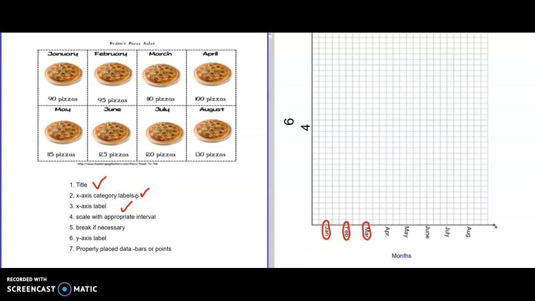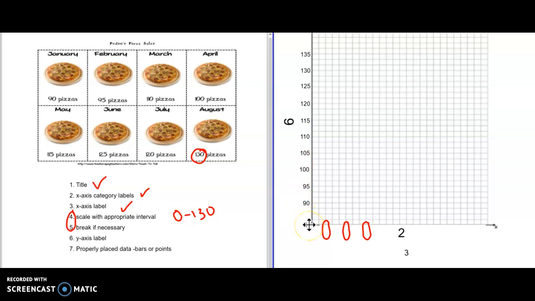Okay, so we have our x-axis label. We need a scale with an appropriate interval. So looking over here, we know it's going to start at 0. It has to go to the highest number. So looking at our amounts of pizzas, the highest number is 130. So it has to go from 0 to 130. So I have to figure out what's my interval. And at the same time, I kind of do 4 and 5 together. At the same time, do I want a break? So let's look and see what Mrs. Lehman decided.